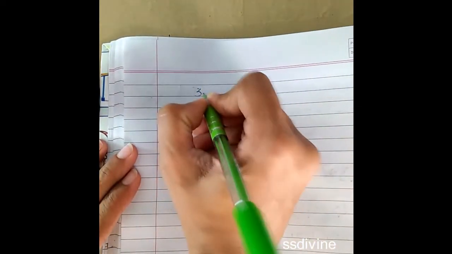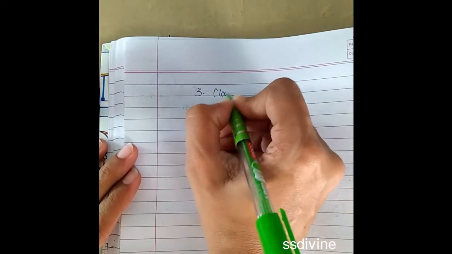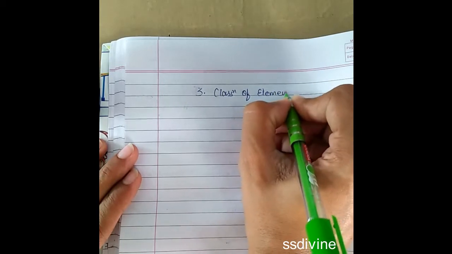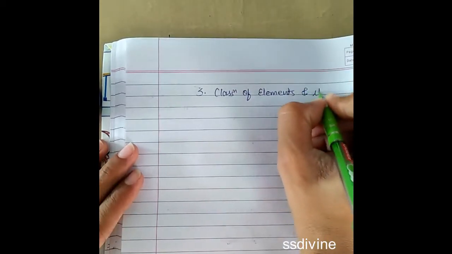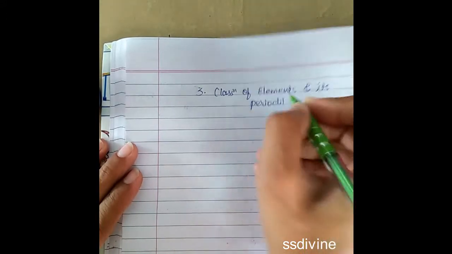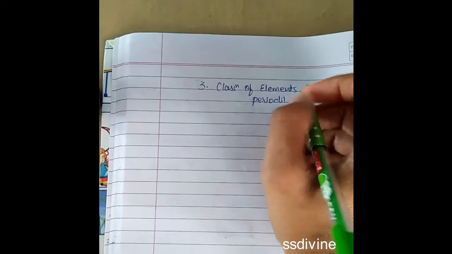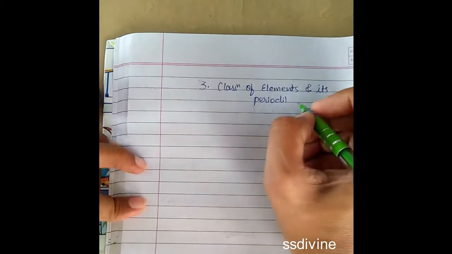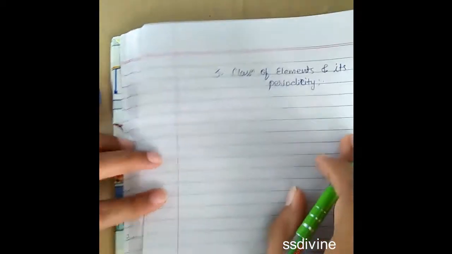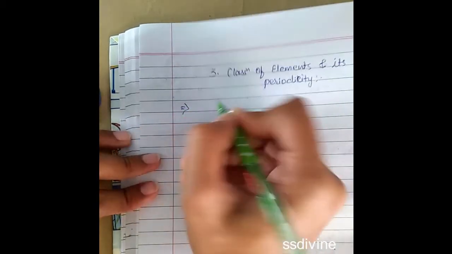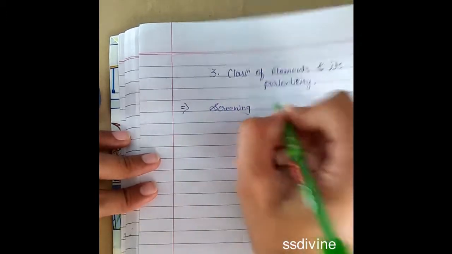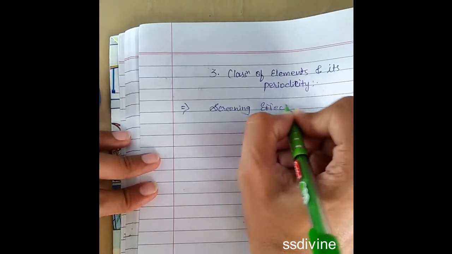In chapter number 3, that is classification of elements and its periodicity, we have learned about the electronic configuration of S, P and D block. Now, today we learn about the screening effect. Screening effect is also known as shielding effect.